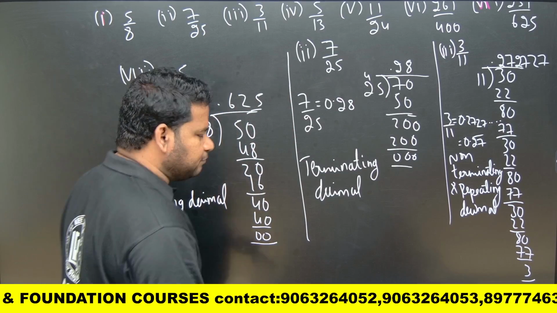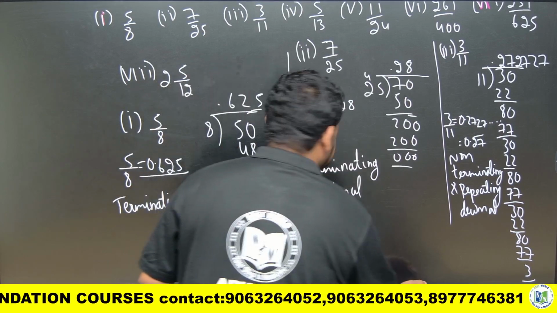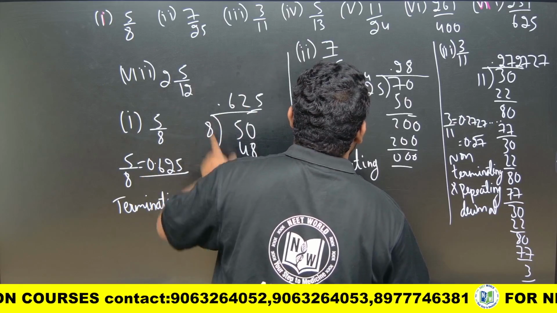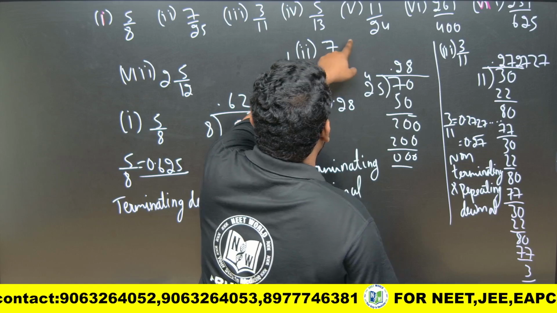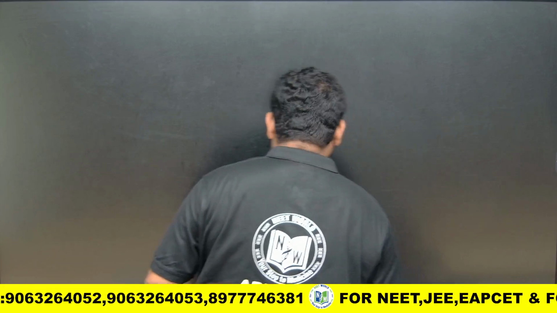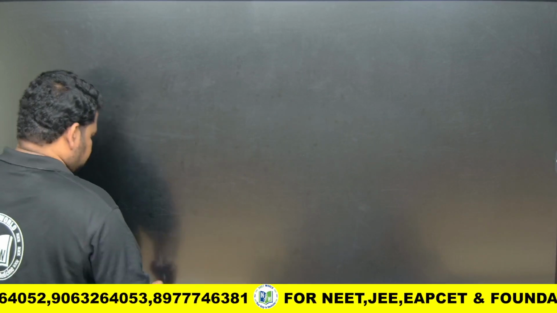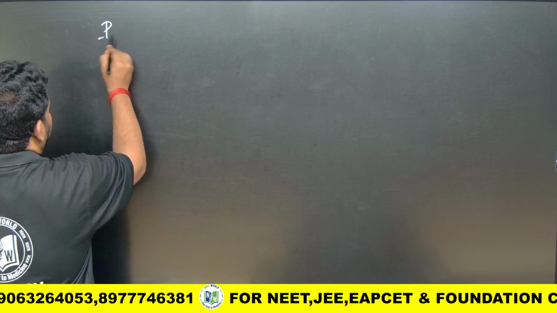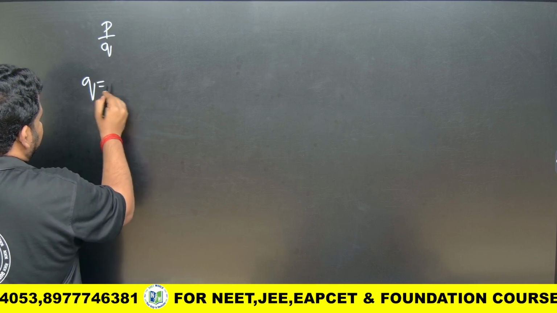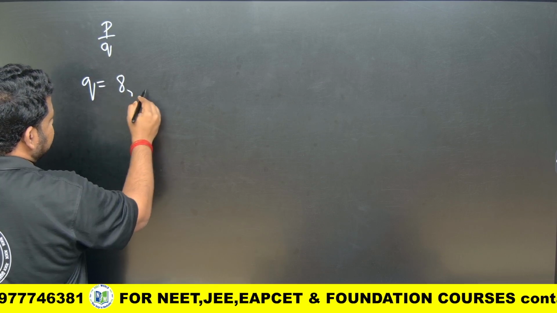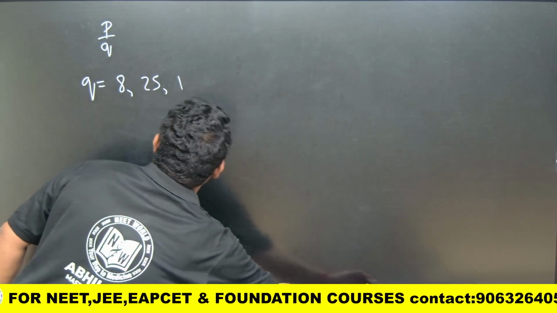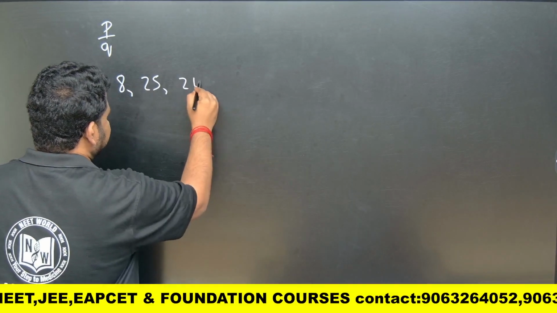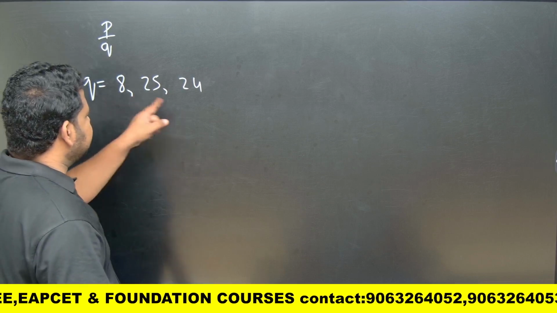Whenever we have a p by q form, directly we can also say whether it is terminating or non-terminating. Let me write the denominators here: 8, 25, 11. For the fifth question, the denominator is 24. Let us not consider 11 for now. So the denominators are 8, 25, 24.